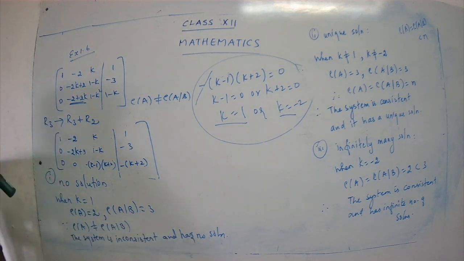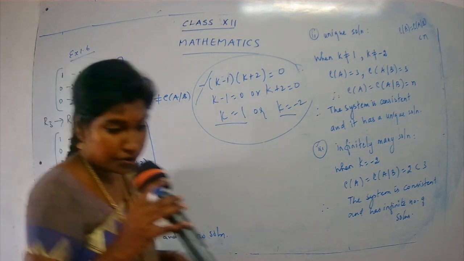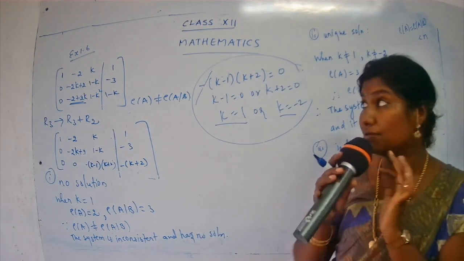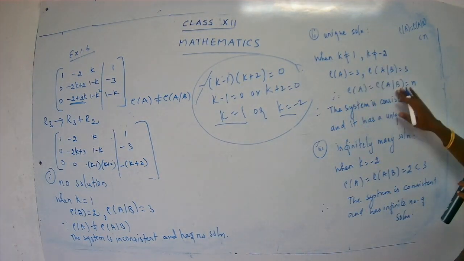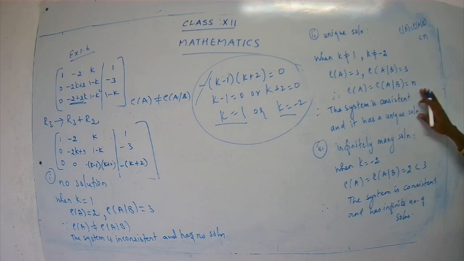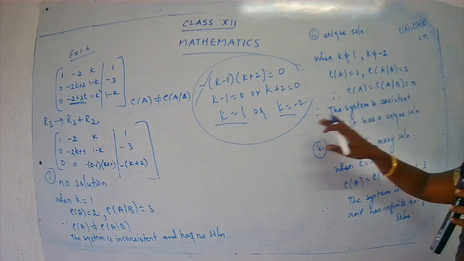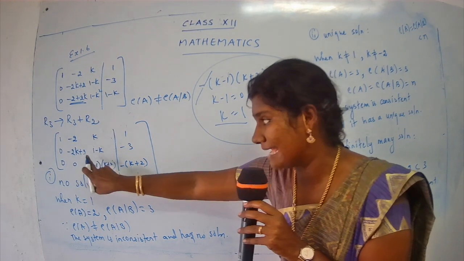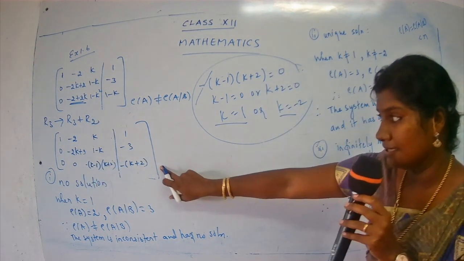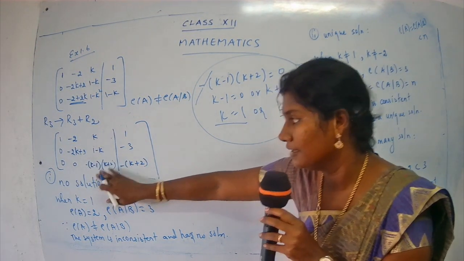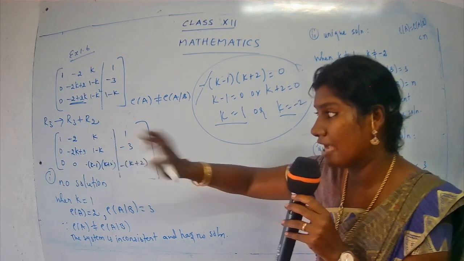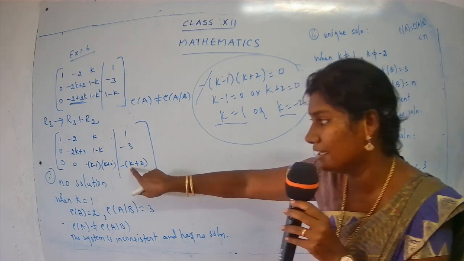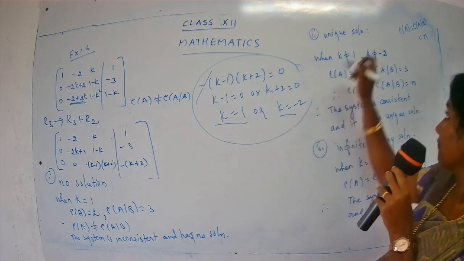Okay, children? Similarly, coming to the unique solution. When you say the system has a unique solution, rank of A is equal to rank of AB is equal to n. So that means I want a rank of 3 and a rank of 3. That means I don't want 0 here and I don't want 0 here. If I get 0, 0 means the rank becomes 2. If I get a number here, the rank becomes 3.